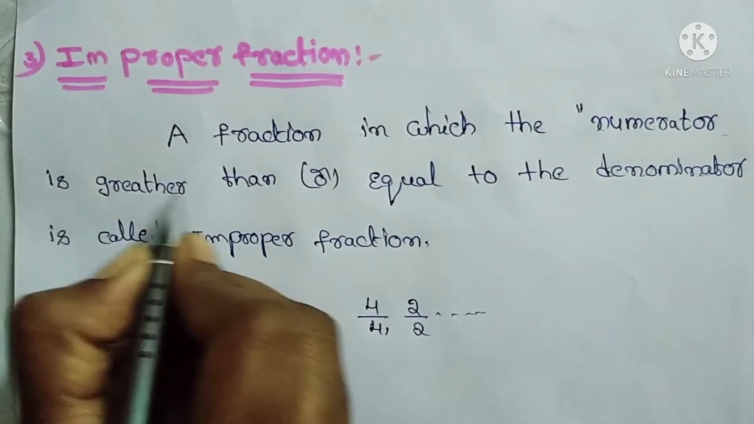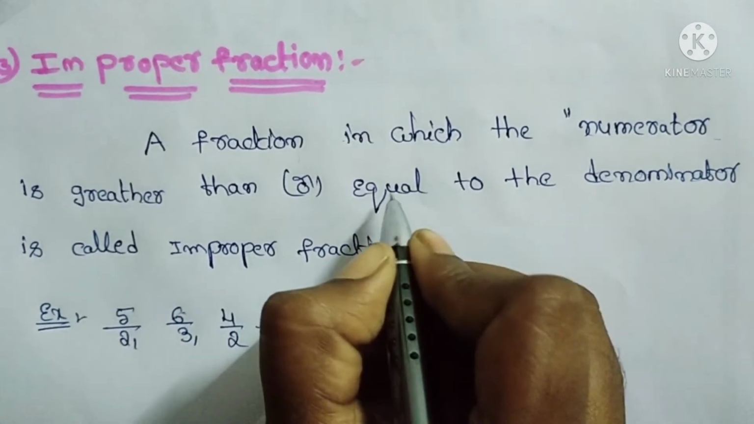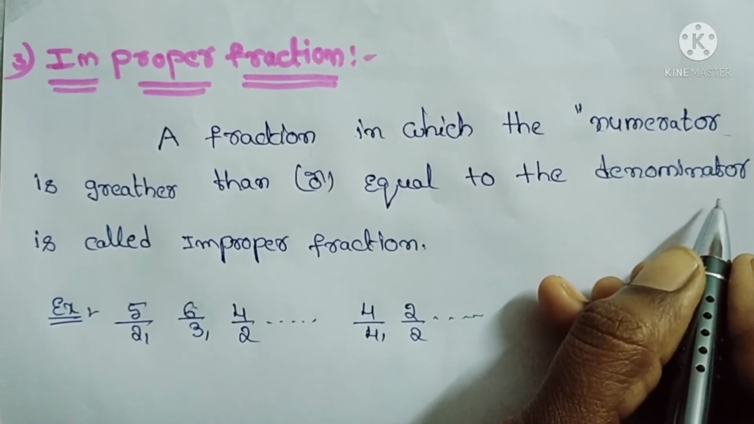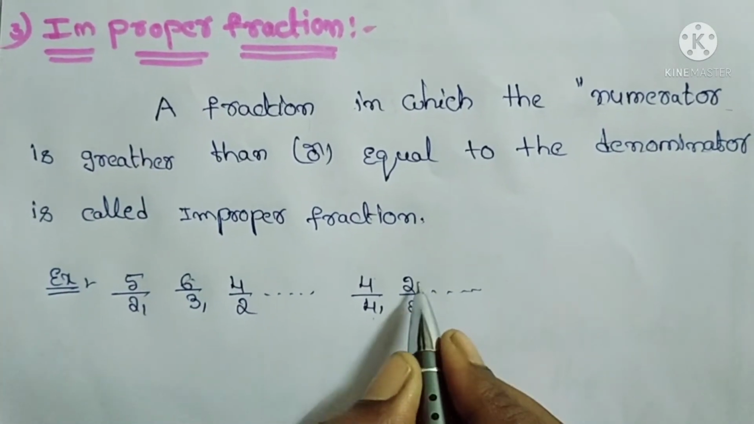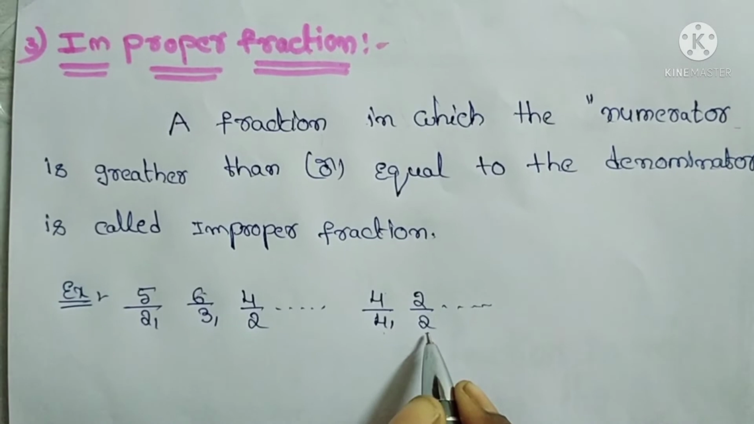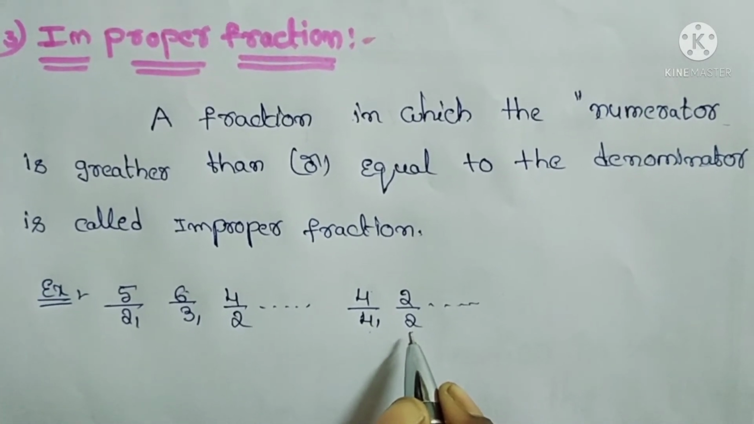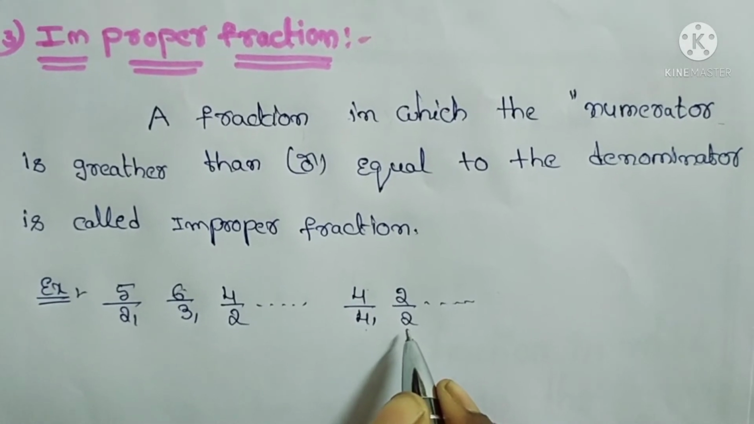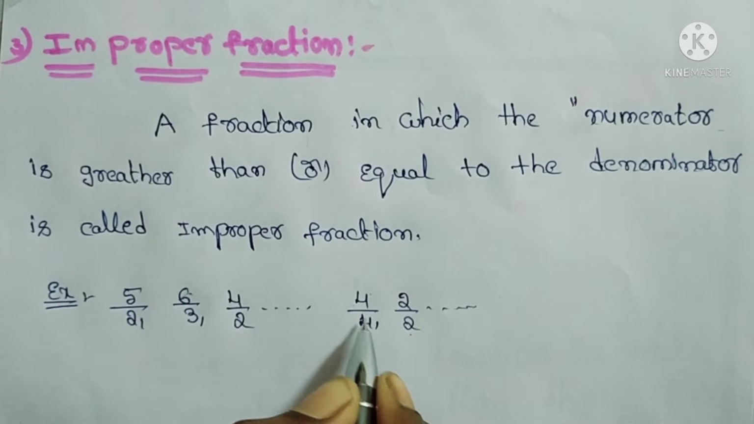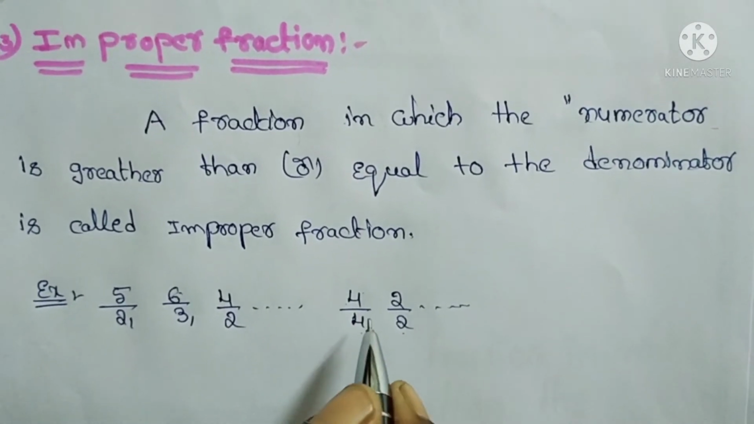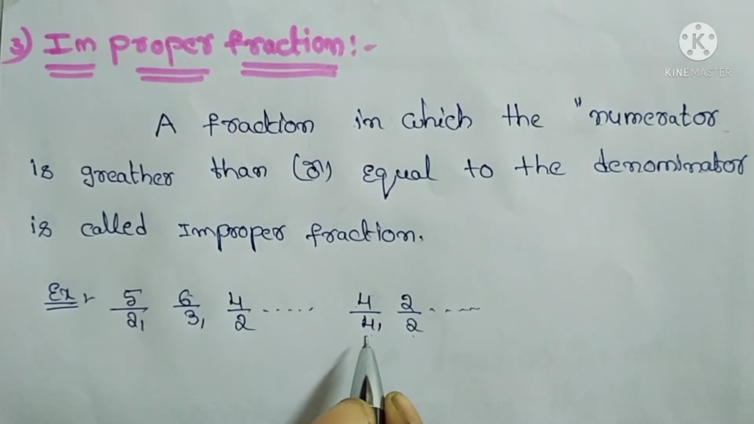The numerator is greater than or equal to the denominator. For example, 4/4, 2/2 are also examples of improper fractions. Here the numerator and denominator are equal. So it is an example of an improper fraction.